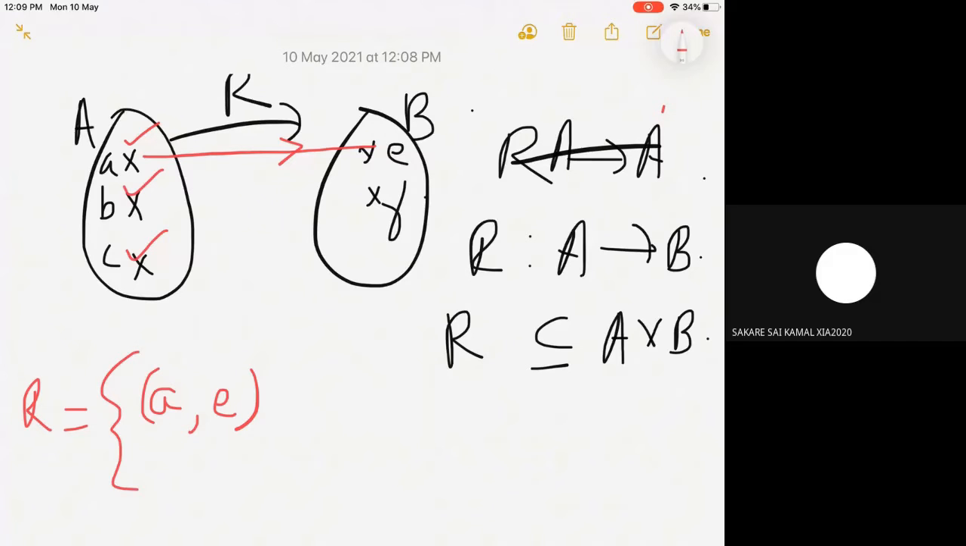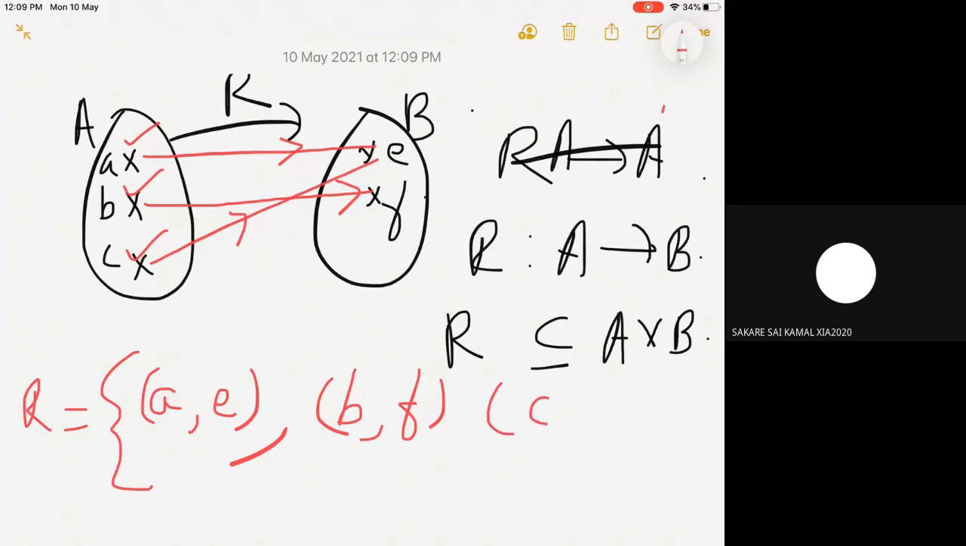Relation you are already familiar with. If A has the image E, we write the ordered pair (A, E), and if B has the image F, we write the ordered pair (B, F), and if C has the image E, we write (C, E). And you notice the condition for a function.